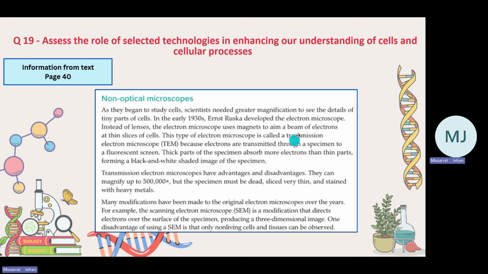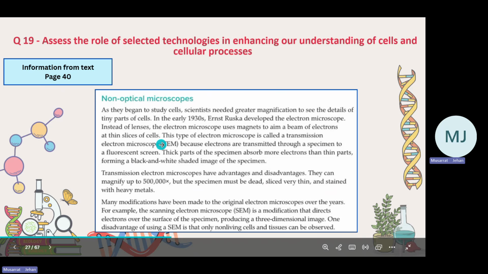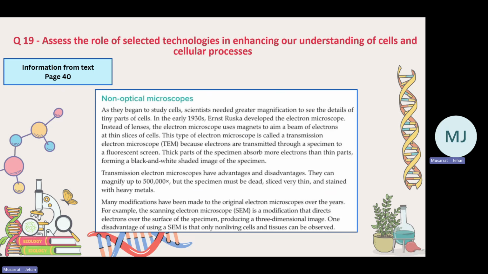Many modifications have been made to the original electron microscopes over the years. Then came the next microscope, which was the SEM. After TEM came SEM. SEM is the scanning electron microscope. It scans the specimen only over the surface. It is not passing through the specimen. So it is producing a three-dimensional image. One disadvantage of SEM is also that it can be used only for non-living cells and tissues. So you should know what TEM is, what SEM is, what the advantages and disadvantages are, and how they are different. Okay.